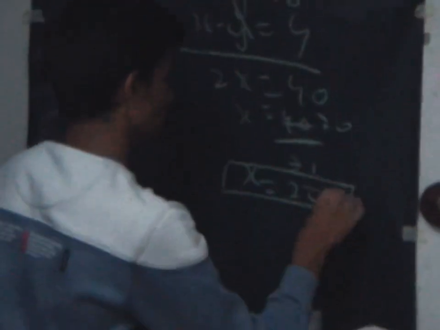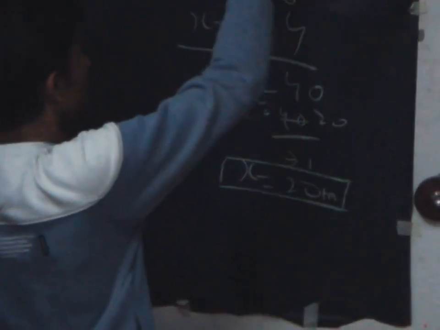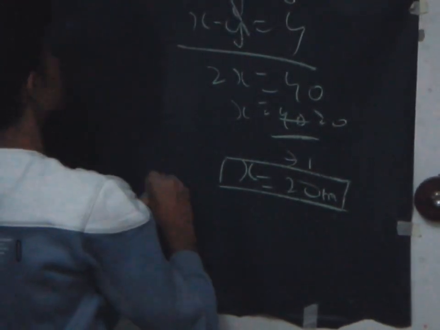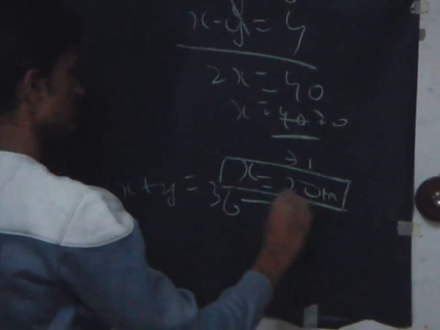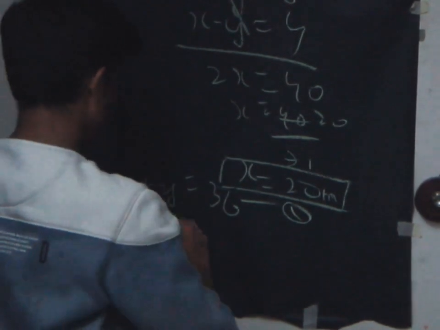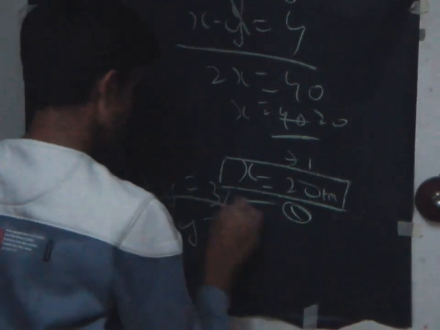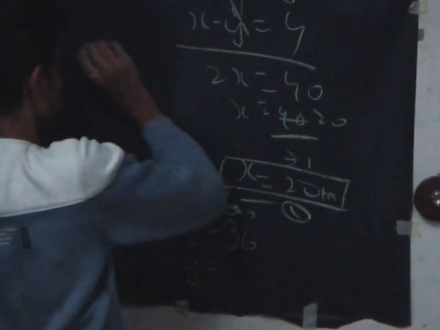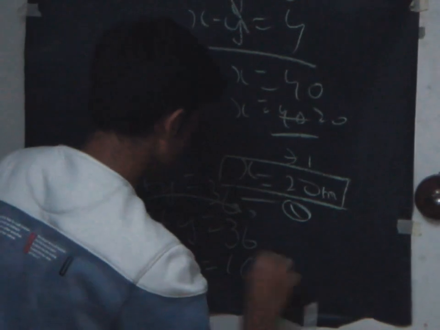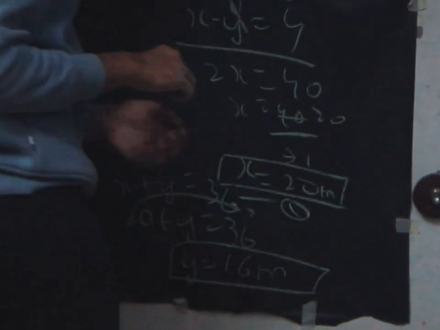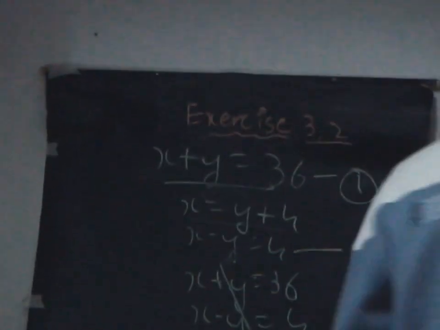Let us put x in equation 1 or 2. Can we put x in equation 1? So x plus y is equal to 36, that's the first equation we have got. Let us put that x in equation 1. 20 plus y is equal to 36. Let's put 20 on that side. 36 minus 20 will be 16. y is equal to 16 meters. So the dimensions of the garden are 20 meters and 16 meters.